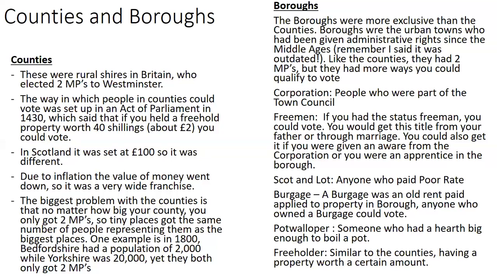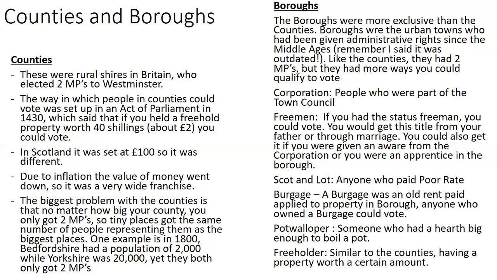So first of all, corporation. If you were part of the town council and you were a male, you could vote. If you're a freeman, if you had the status of a freeman, you could vote. Now, you would get this title from your father or through marriage. And you could also get it if you were given an award from the corporation. So if you were given an award by the town council, you would get the status of a freeman. Or if you were an apprentice in the borough, you would be given the vote. Again, if you were a male, an apprentice would obviously be quite well off as time goes on.